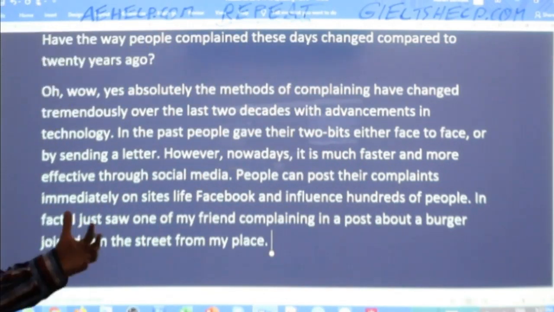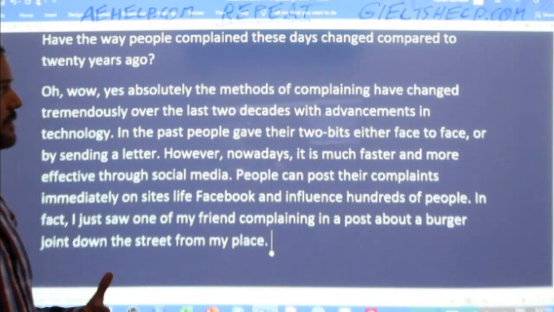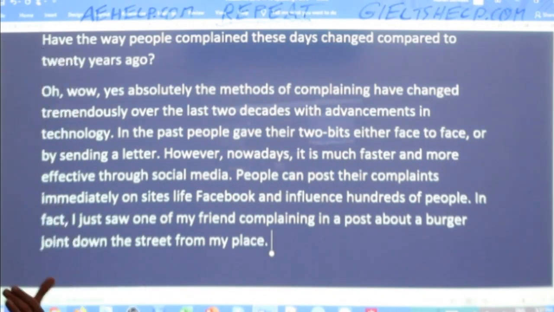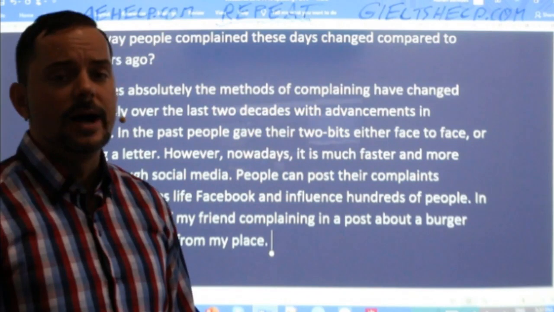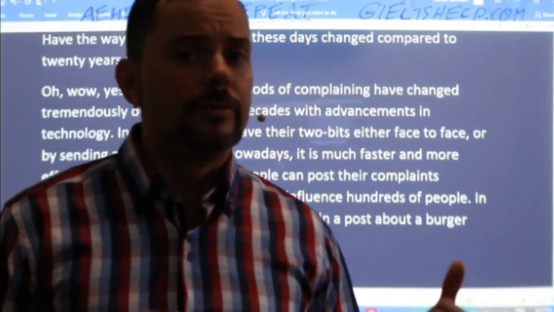Okay, if you're a little bit slower, it's fine. If you have a little bit lower vocabulary, it's fine. You can still do really well. Aim for a slightly shorter response.